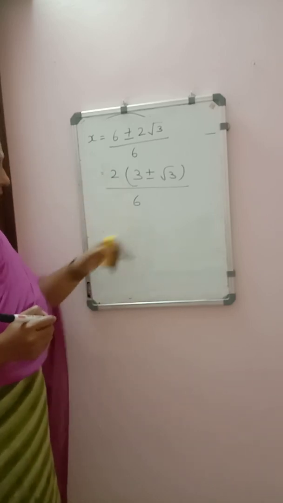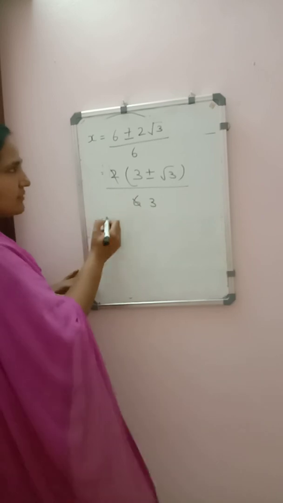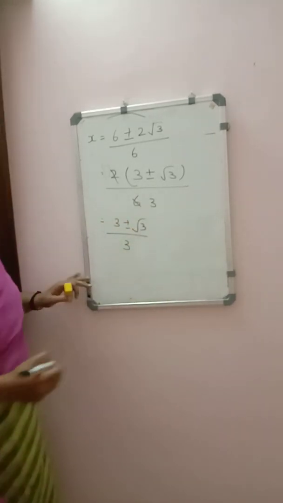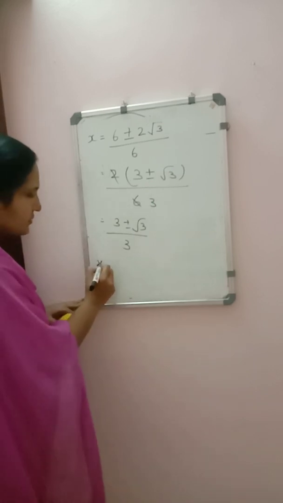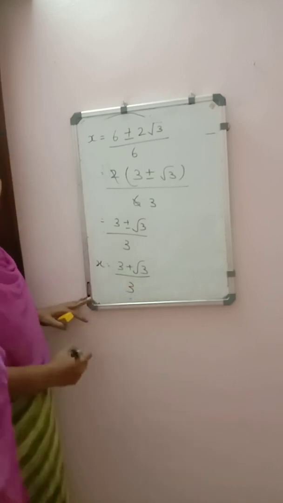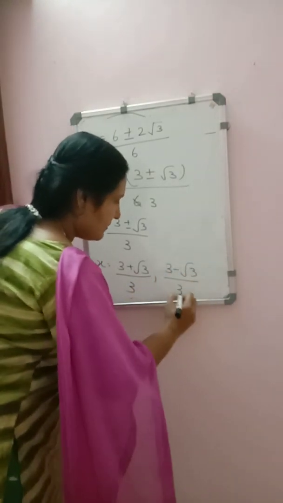So if you want, you can cancel these 2. 2 1s are 2, 2 3s are 6. So our answer will be equal to 3 plus or minus root 3 by 3. So we got two answers. First one is x is equal to 3 plus root 3 by 3. And second one is 3 minus root 3 by 3.